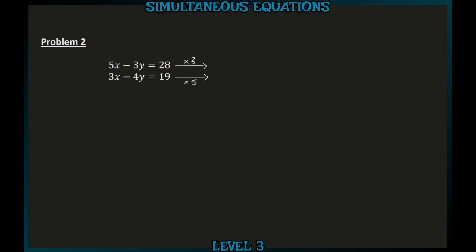which means I'm going to be eliminating the x's. So starting at the top, 5x times 3 is 15x, minus 3y times 3 is minus 9y, and on the right, 28 times 3 gives us 84.